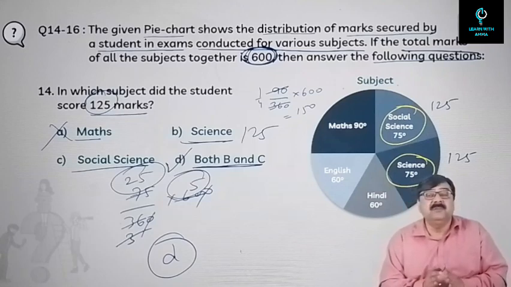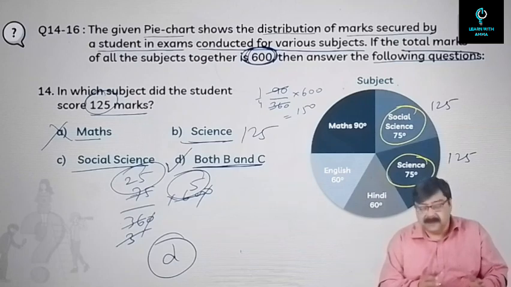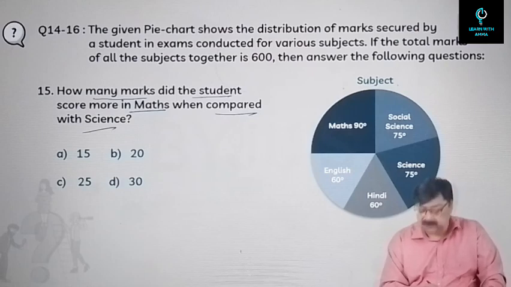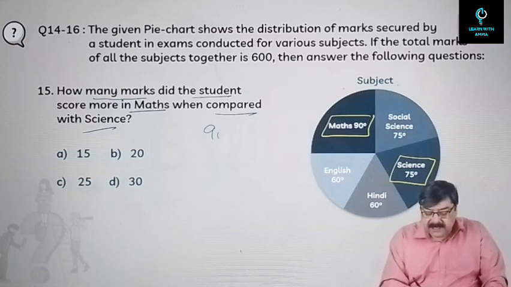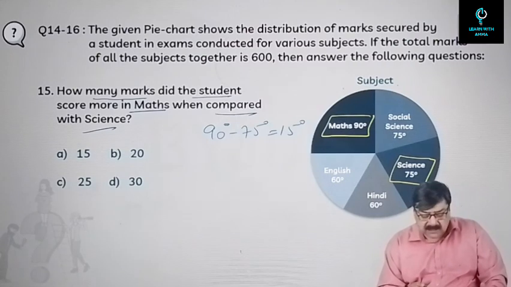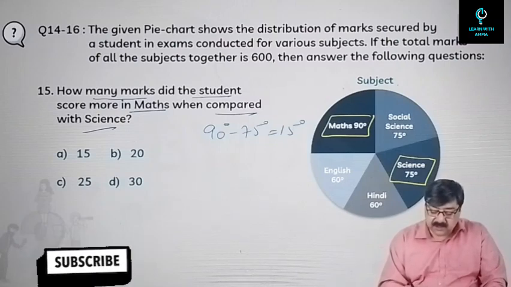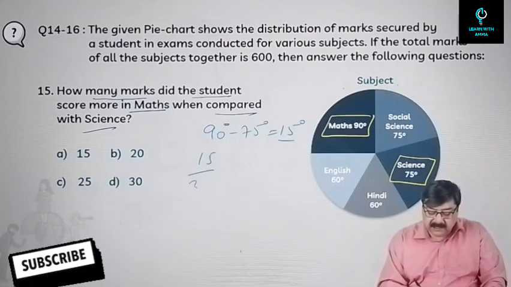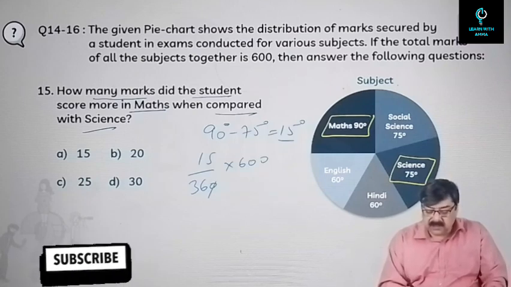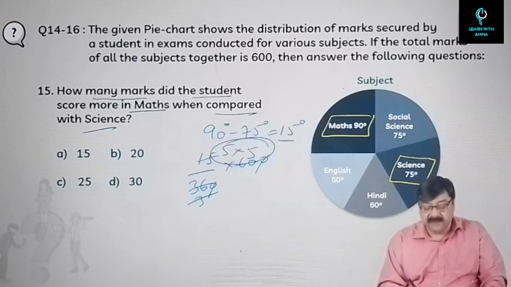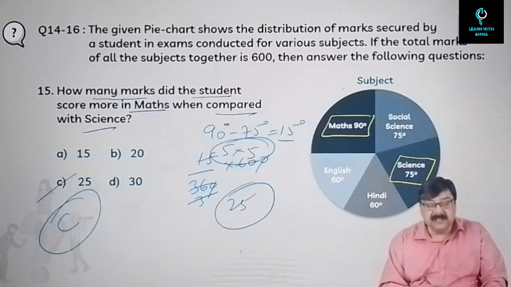Please look at all the 4 choices before you decide on to mark your answer. How many marks did the student score more in maths when compared with science? Now see, the degree component of science is 75 degrees and that of maths is 90 degrees. The difference here is 90 degrees minus 75 degrees, that is 15 degrees. So 15 degrees more. So 15 by 360, let's find out the marks. Zeros cancel, 12 threes are, 12 fives are, 3 fives are. So 5 into 5, 25 should be your answer, which is given in choice C.